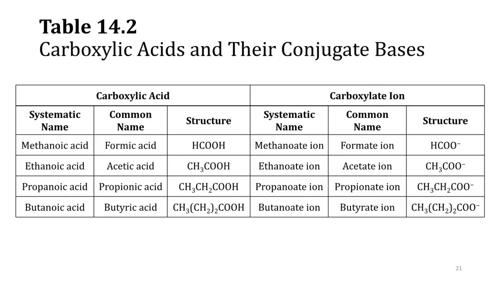So here are the names, connecting names with structures, for the acid and its conjugate base carboxylate. Methanoic acid, which we also know as formic acid, has a formula HCO2H or HCOOH, and its carboxylate, its conjugate base, is named methanoate anion, but it's also called formate ion. You'll see formate, and that structure is HCO2- or HCOO-.